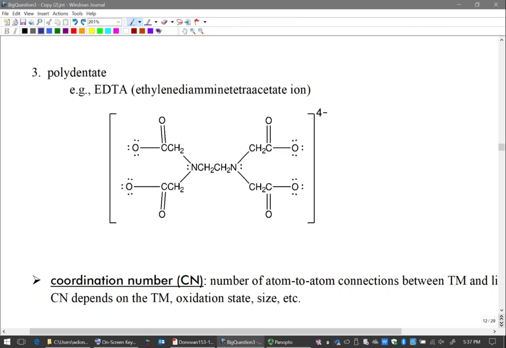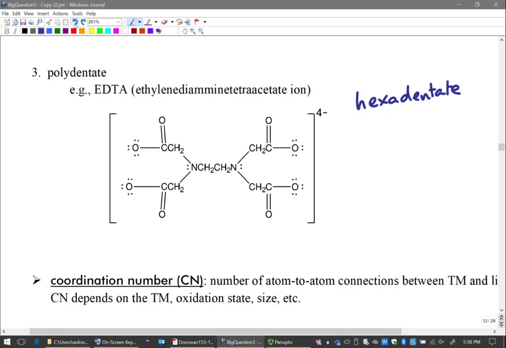After bidentate, there are tridentate and tetradentate. There are molecules and ions that donate 3 or 4 pairs. This is an extreme example of a polydentate ligand. This is a hexadentate ligand. This is a single ligand that donates 6 pairs of electrons to the transition metal. It wraps right around the transition metal, the single species here. This is ethylene diamine tetraacetate ion. The names on these things, outrageous, right?